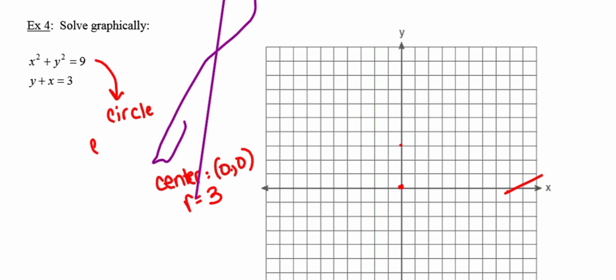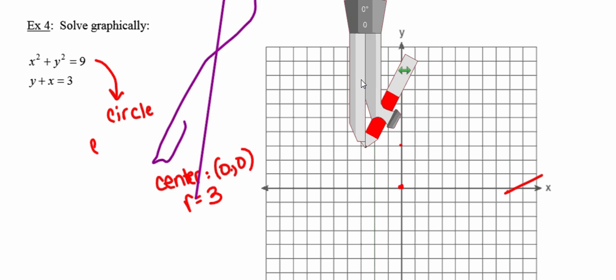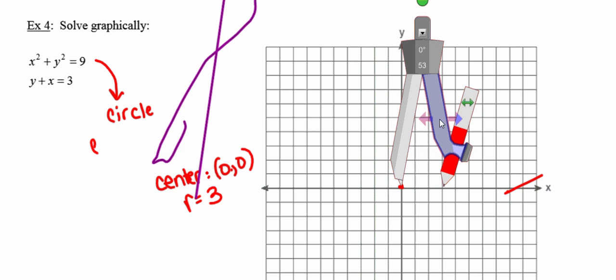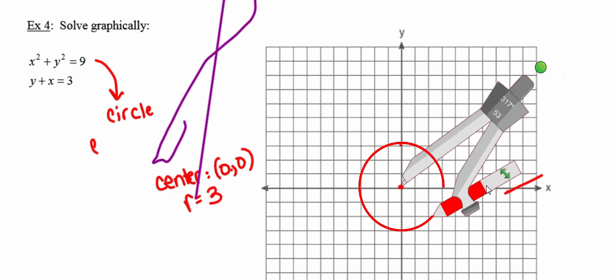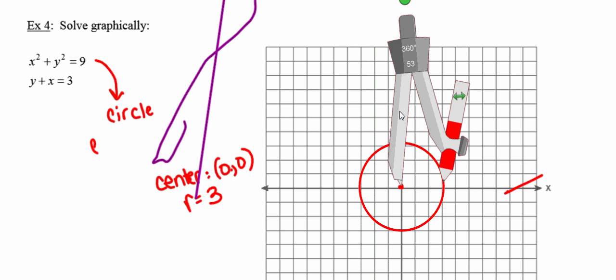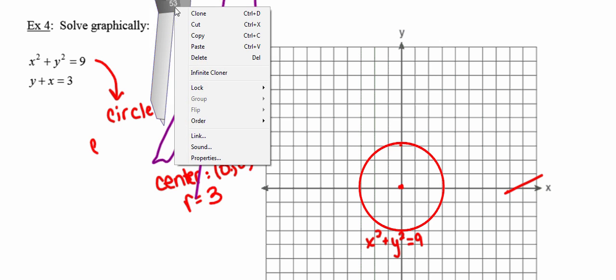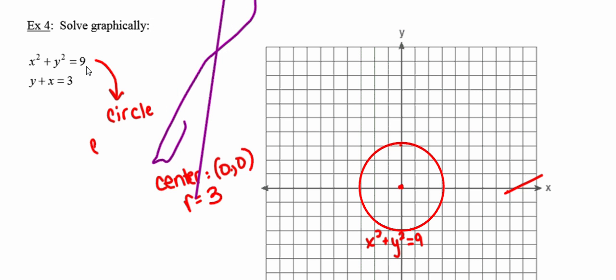In order to be as exact as I can be, I'm going to dig my compass out, and I'm going to draw this circle. So there's my circle, and I'm going to label it with its equation, x squared plus y squared equals 9. And now that my circle's graphed, I'm going to go ahead and put my compass away, and I'll go graph the second equation in my system.